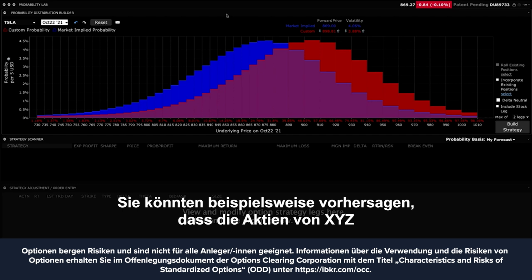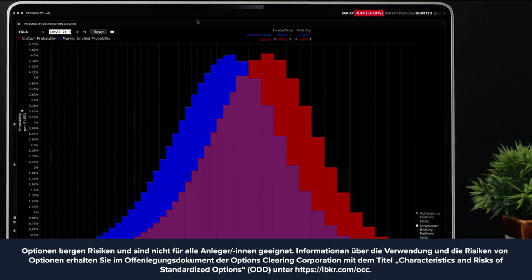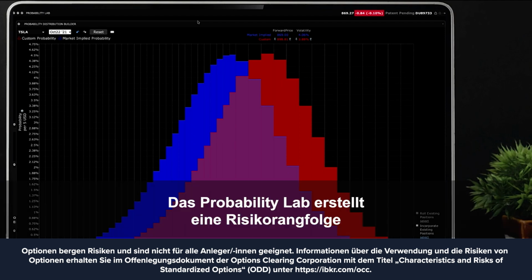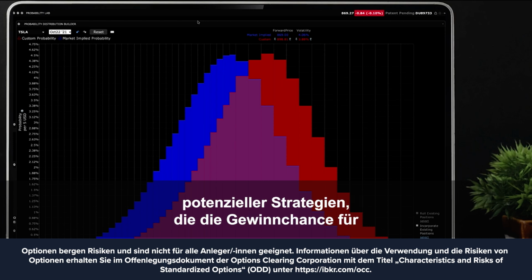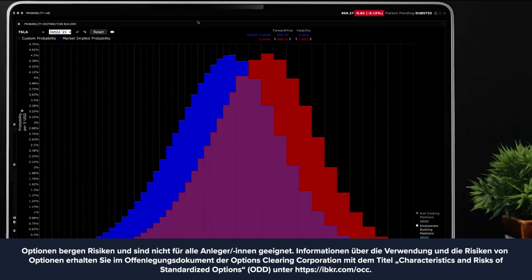For example, you might believe that shares in XYZ will rise by 20% through expiration, or that implied volatility associated with the stock will halve by the time the contract has matured. The Probability Lab will compute and rank by risk potential strategies that show the chance of profitability under your predicted scenario and under current market conditions.